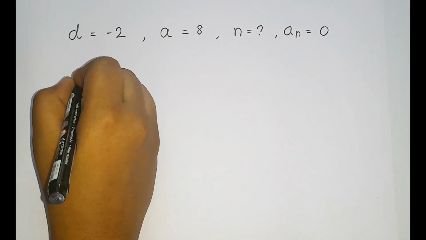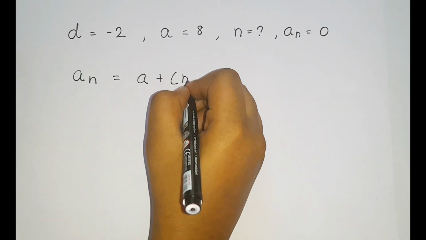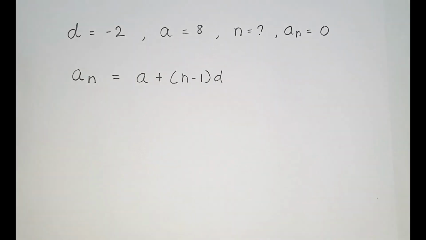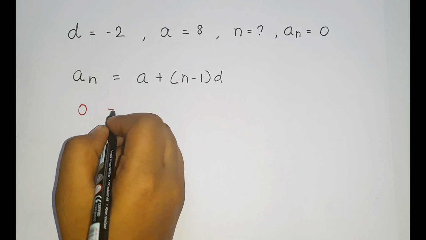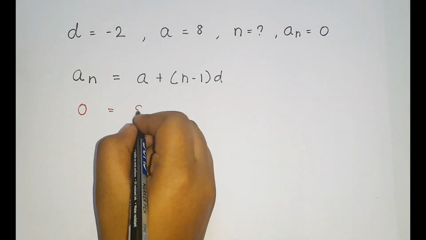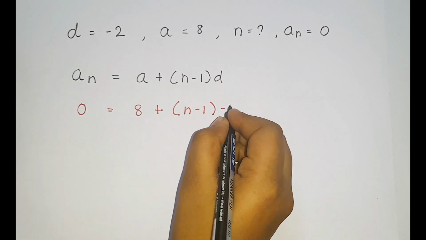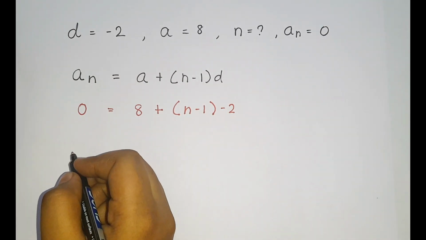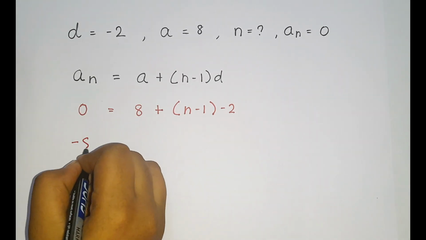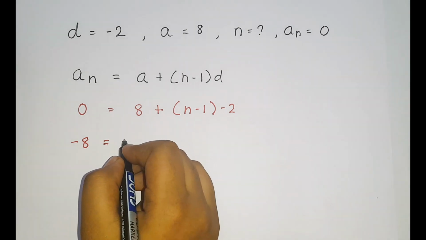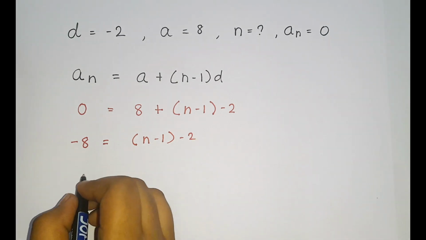Now let us apply the formula, that is a n is equal to a plus n minus 1 into d. Now we can substitute the values. So a n value is 0, equal to a value is 8 plus n, we don't know, so we can write it as it is, and d is minus 2. Now we can get this plus 8 to this side, then it changes into minus 8 is equal to n minus 1 as it is, and minus 2 also as it is.